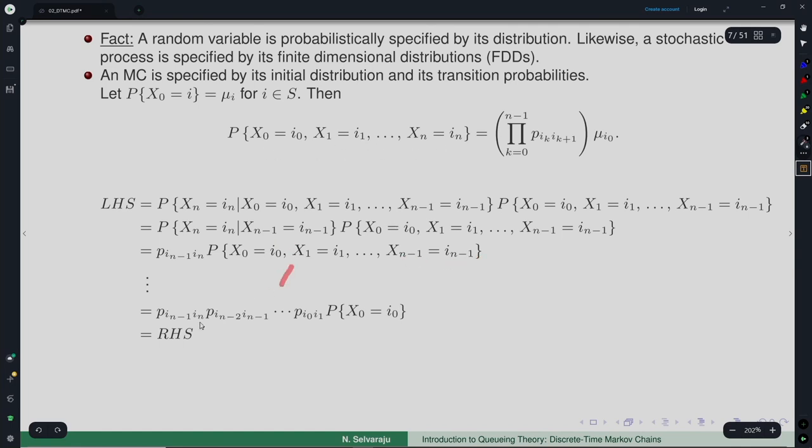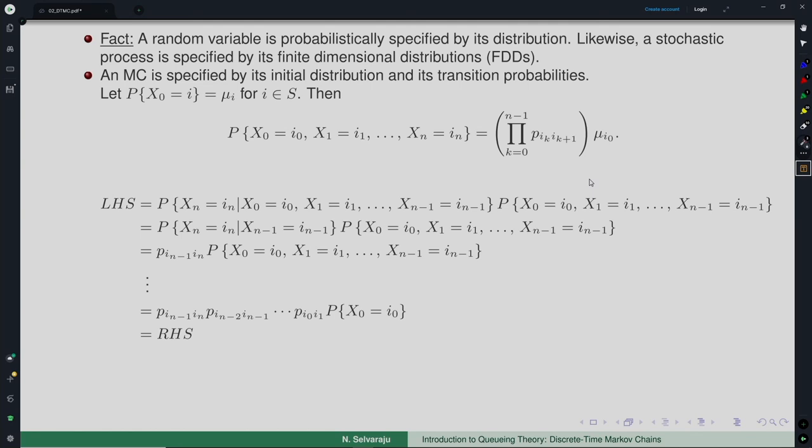So, you repeat the process, and finally you arrive at the final entry, which is the probability of X_0 equal to i_0, written in terms of mu. So you get the right hand side. It is a very simple thing to see how this can be specified, and you see that in the case of a Markov chain, it is completely specified.